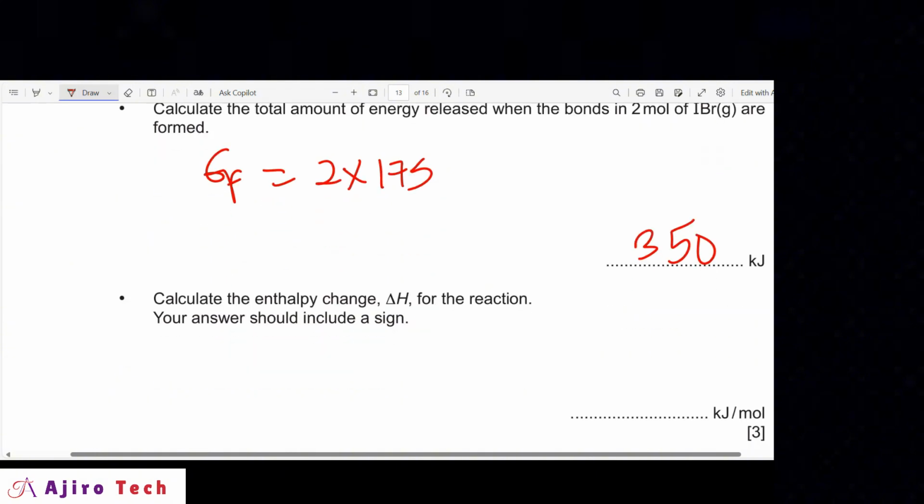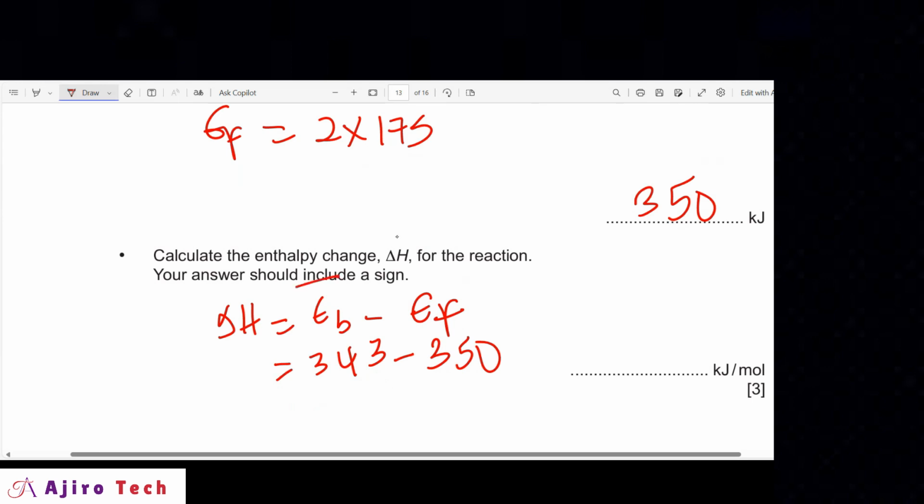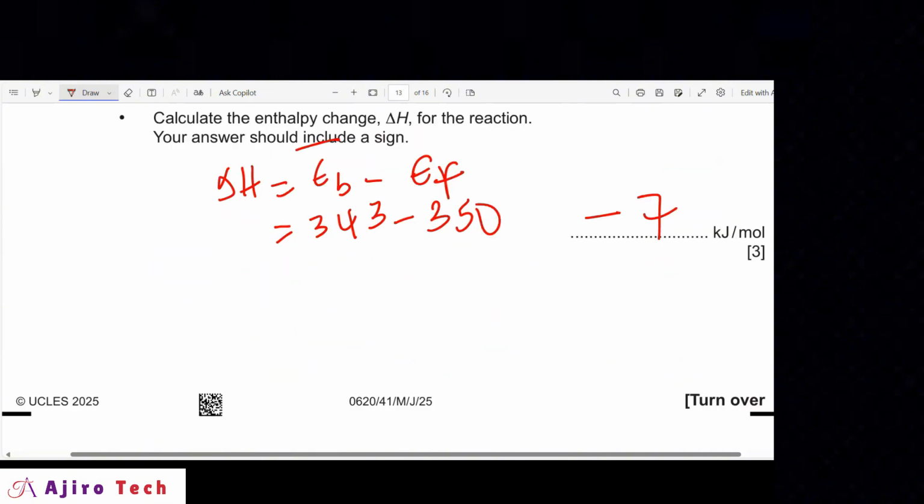So to get the change in enthalpy, it's energy to break minus energy released in forming. So it's going to be 343 minus 350. I'm going to have a negative answer because it says include a sign. So if you do this, you're going to have minus 7. And that gets you the answer to that. It's quite easy, straightforward enough.